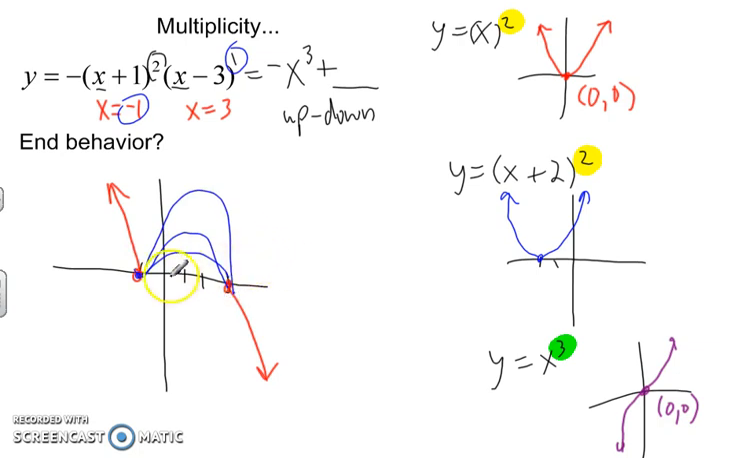So as a double check, it's not a bad idea to maybe plug in one value in between these two things. So I kind of know how big this graph is. So I'm going to plug in maybe 1. So anything between -1 and 3. I like plug in 1. That works. So this would be -1 plus 1 quantity squared times 1 minus 3.